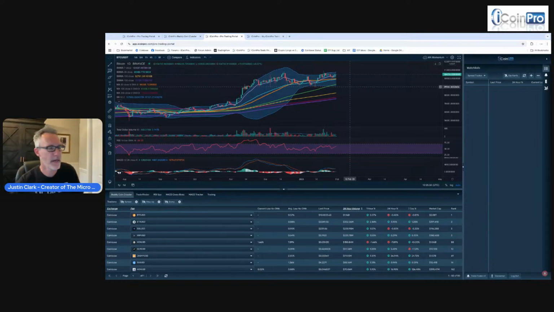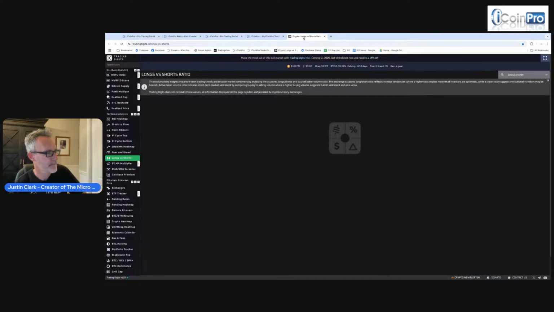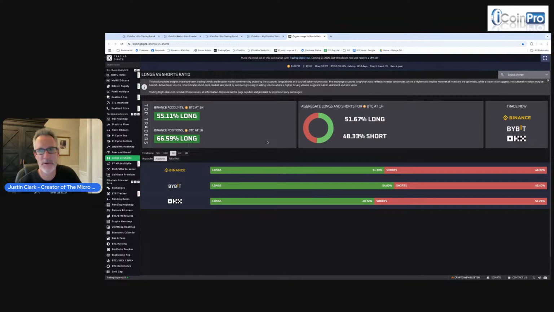All right, now taking a look at longs and shorts. Longs are people betting Bitcoin's going up, usually with leverage. Shorts are people betting Bitcoin's going down, usually with leverage. Right now, we're just about dead even on longs and shorts.